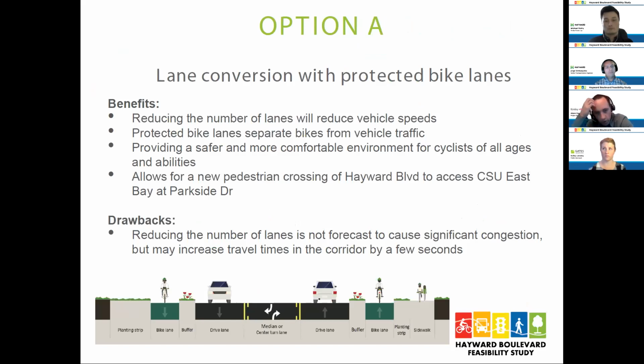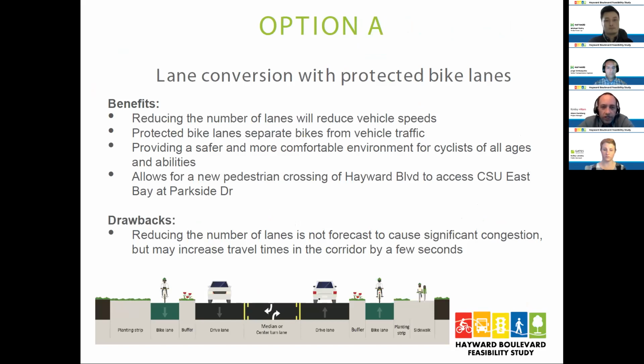In terms of some pros and cons for each of these, one of the improvements associated with option A, which again is the lane conversion, is that reducing the number of lanes inherently will reduce vehicle speeds on the corridor. It's a narrower perceived roadway. It seems more like a community street. It allows for protected bike lanes to encourage use of the bike facilities by all types of bicycle users, so it's a bicycle facility for all ages and abilities.